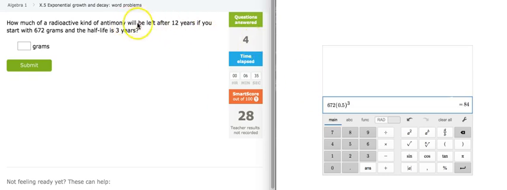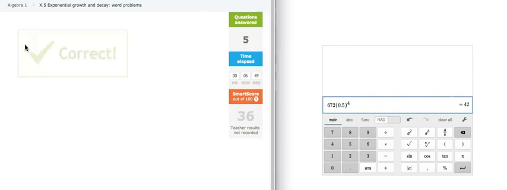12 years. So it gets chopped in half every 3 years. So how many times does 3 years go into 12 years? 4 times. We almost had it right there. We were almost lucky. Oops, that's not an exponent. Now it is. Okay, 42. We're down to 42 grams.